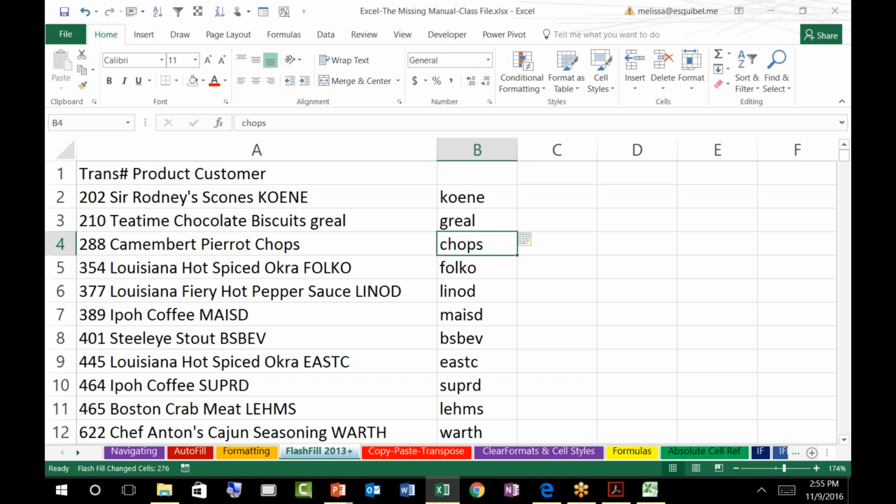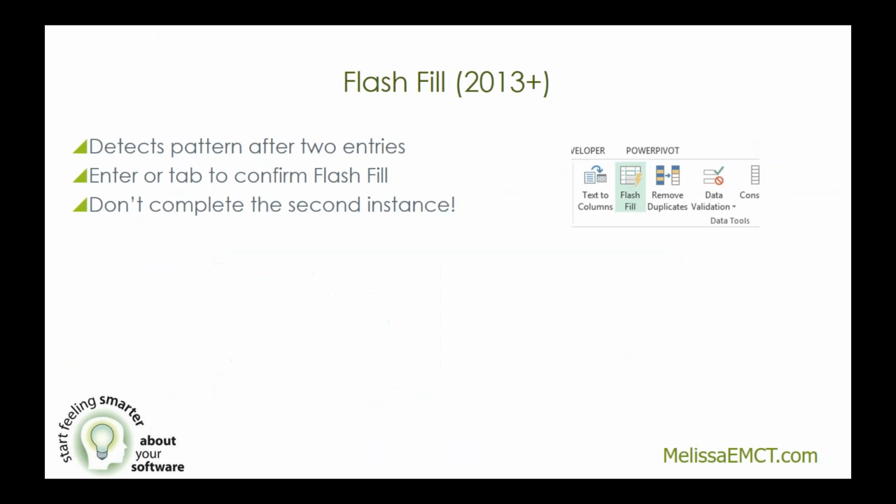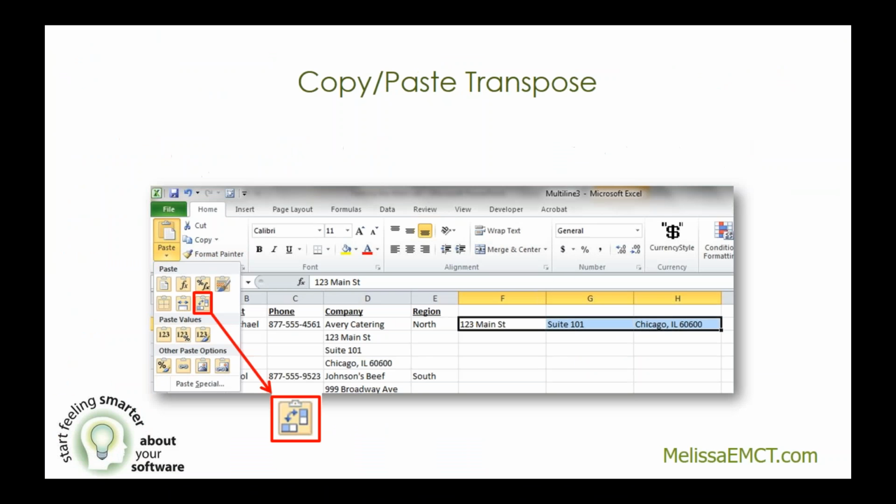It's not foolproof, by the way. It's going to do the best it can. As you can see in something like this, Camembert Puro chops, if that made any sense in the food world, you could assume that that's one whole thing. But since it knows we're asking for that last word, it's going to try to use some algorithm to see what we want to pull out in Flash Fill. It's also up there on your ribbon in the Data Tools group. So the trick is don't complete the second instance, and that will get you to your Flash Fill.